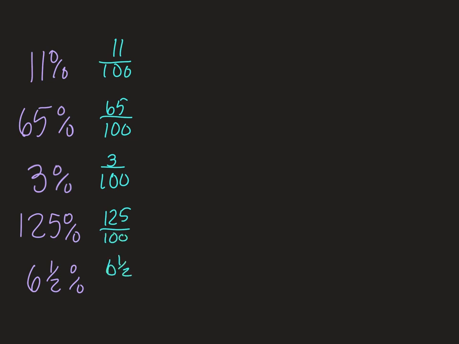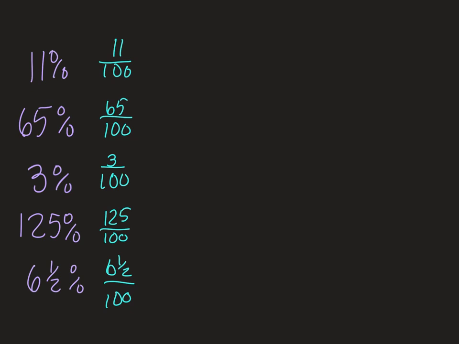Now let's talk about taking percents and making them fractions. Okay, so the procedure is take your number, like 11, and put it over 100. Take your number like 65 and put it over 100. Take your number like 3, and guess what? Put it over 100. Take your number like 125. Put it over 100. Take your number like 6.5. Put it over 100. Actually, I would like to do something different with that one, but just wanted to keep my pattern going. Put it over 100.